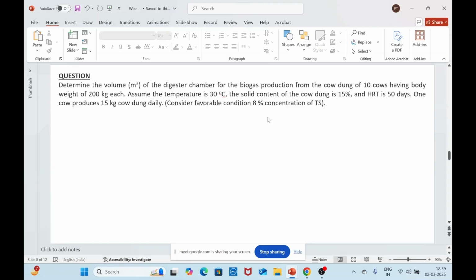I am not sure because I'll be solving it right now. So let me just read out the question to all first. That is the priority. Determine the volume of the digester chamber for the biogas production from the cow dung for 10 cows with a body weight of 200 kg each. Assume that the temperature is 30 degrees Celsius. The solid content of the cow dung is 15% and the HRT is 50 days. One cow produces 15 kg of cow dung daily, and consider the favorable condition as 8 percentage concentration of TS. So TS is your total solid.